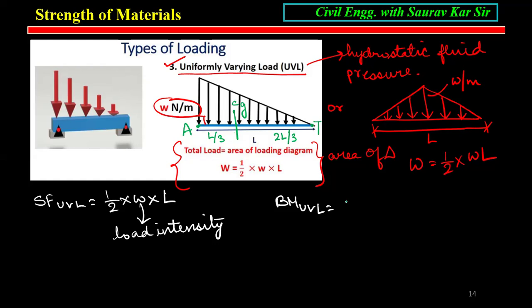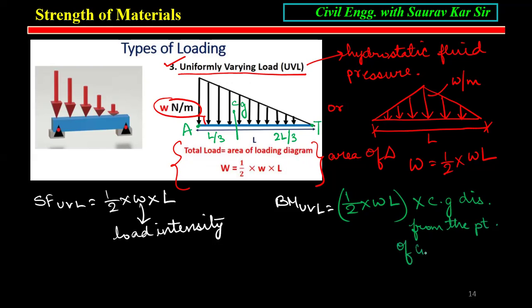So whenever you find the bending moment, it will be load into distance: half into w into L, into the CG distance from the point of consideration.